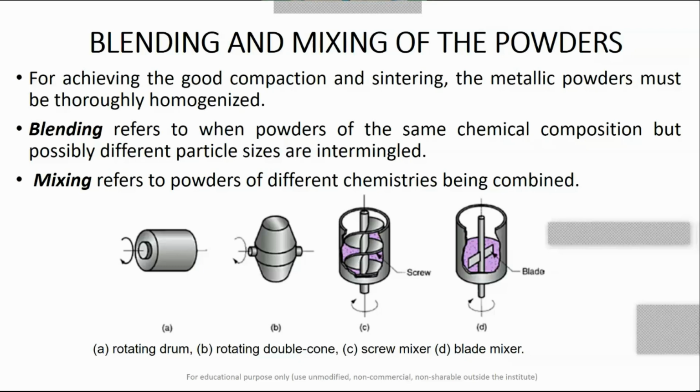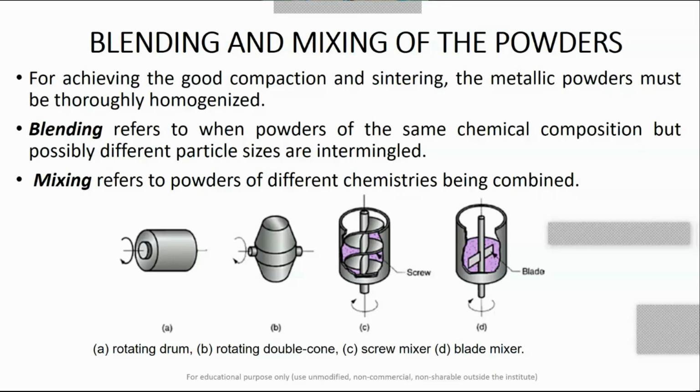Okay, so now we have the process of mixing. Generally, you have two terms which are used against each other, and sometimes you are confused about what blending actually is and what mixing actually is. Both functions are the same, to produce a uniform mass, to generate proper mixing, but however, blending refers to the condition when powders of the same chemical composition are mixed, but they have different particle sizes.